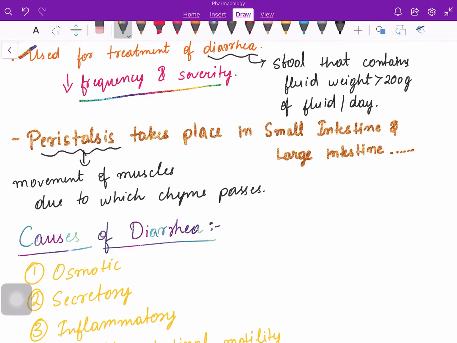What happens is peristalsis takes place in small intestine and large intestine. For those who don't know what is peristalsis, that is the movement of the muscles due to which the chyme passes. Chyme, that is our food when it becomes a ball-like structure, it is known as the chyme. When this passes through a muscle due to which the muscle movement should take place, it is known as peristalsis.